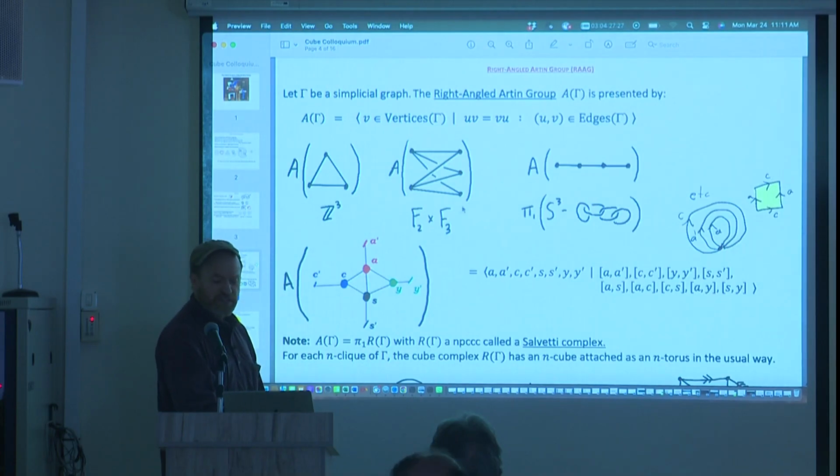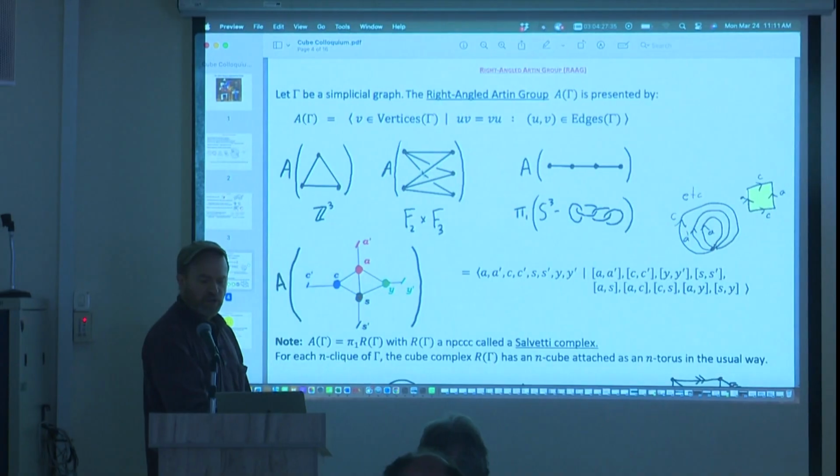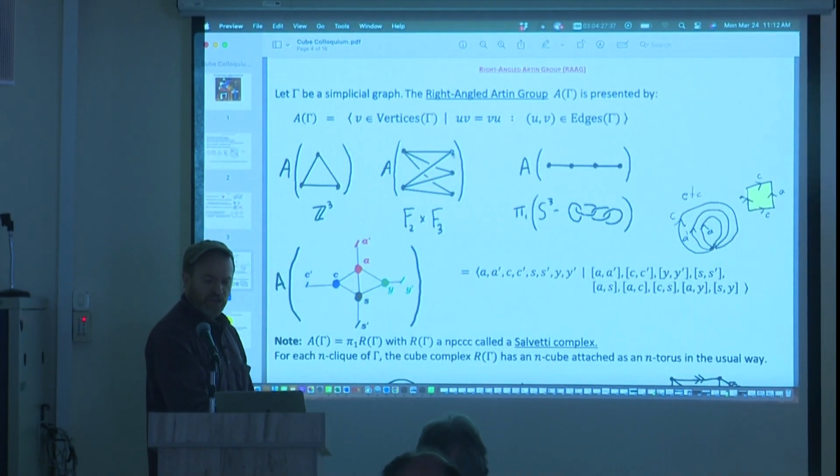And if you look at this example over here, this is a complete bipartite graph with 2 vertices on the left and 3 vertices on the right. So these 2 generators commute with those 3 generators. So you get a free group of rank 2 product with a free group of rank 3.